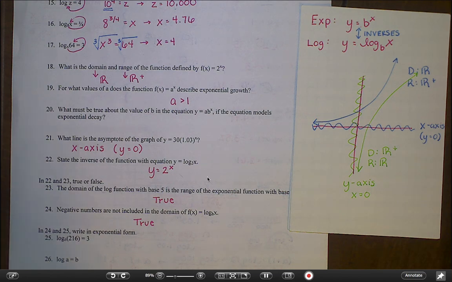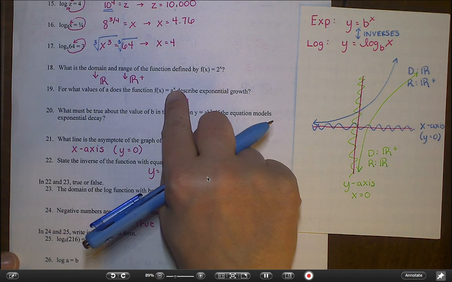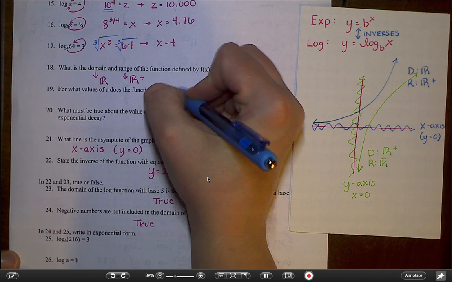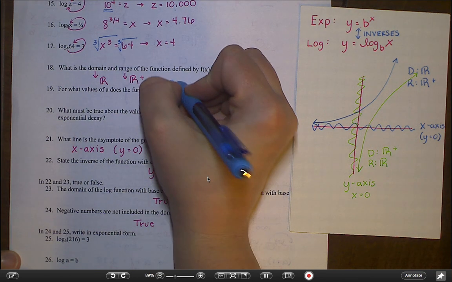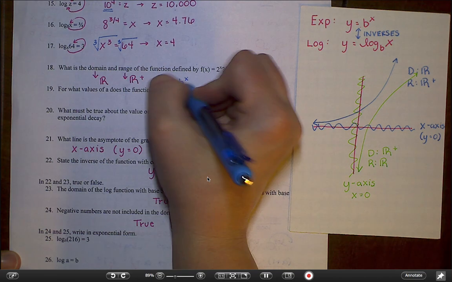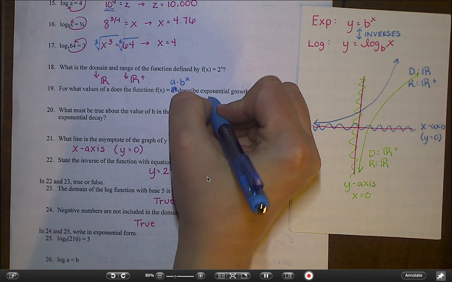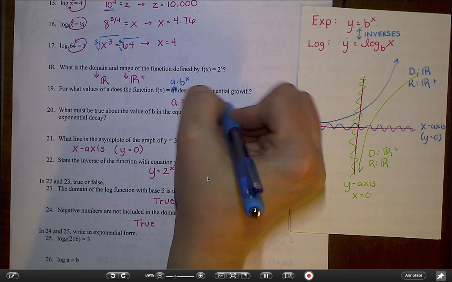By the way, I'm a little bothered by this question, to be honest, because we don't ever put the a down there as the base. Really, this should be like a times b to the power of x. The b should be the one being raised to the x power, and then we would say it should be b is greater than 1.